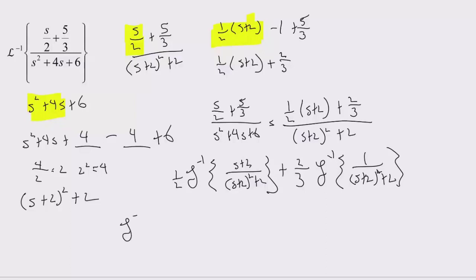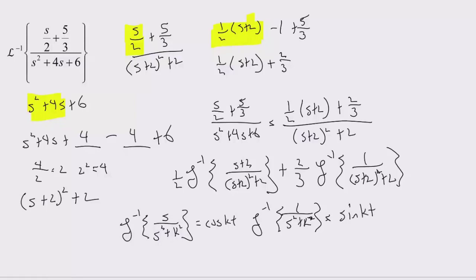The inverse Laplace for s over s squared plus k squared would be cosine of kt. And the inverse Laplace of a constant, 1 over s squared plus k squared, is sine of kt.